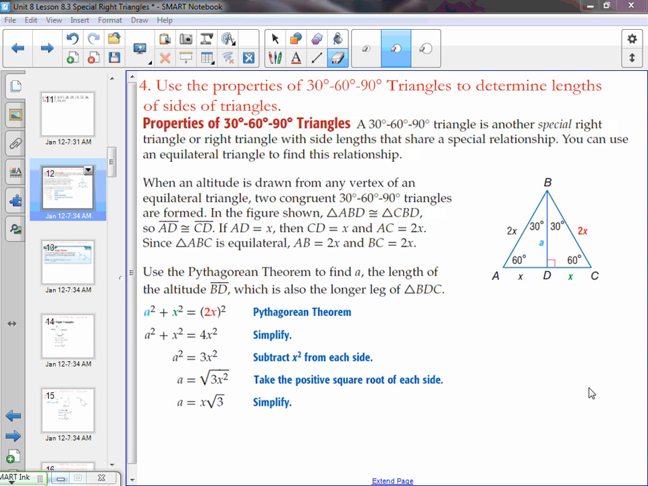On page 553, at the bottom half of the page, let's do a little reading. A 30, 60, 90 triangle is another special right triangle, or right triangle with side lengths that share a special relationship. You can use an equilateral triangle to find this relationship.